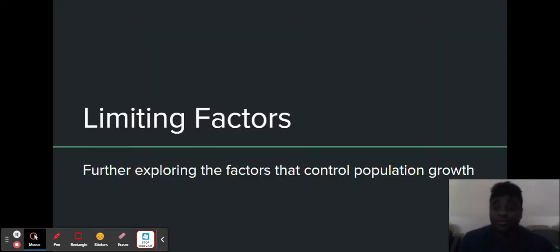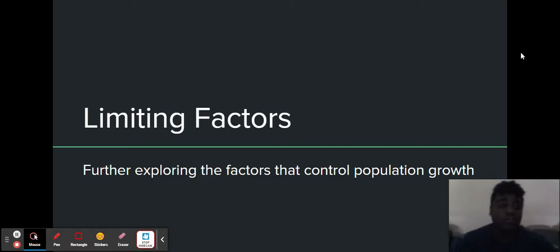All right, guys. So today we're going to be talking about limiting factors. These are factors that keep the population down. We talked about this last class as well, but populations can't grow without limit. All right. In most cases, this is going to be based on the resources available in that population. And those different things that keep the population from growing are called limiting factors.